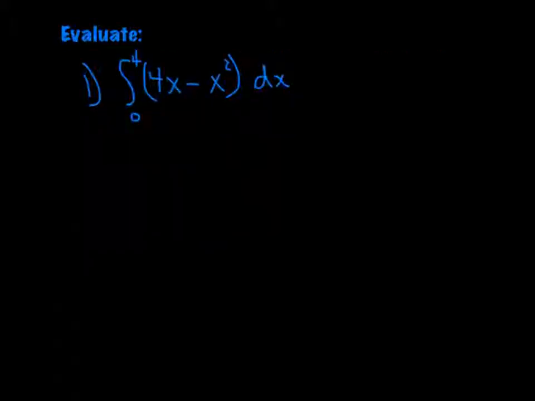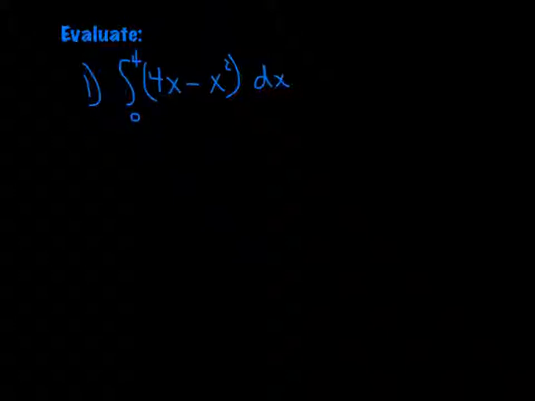Okay, so the first one that we're going to evaluate is the integral from 0 to 4 of 4x minus x squared dx. So we're going to follow through those 4 steps that we just talked about. First was take the antiderivative. Okay, so we're going to take the antiderivative of 4x minus x squared.